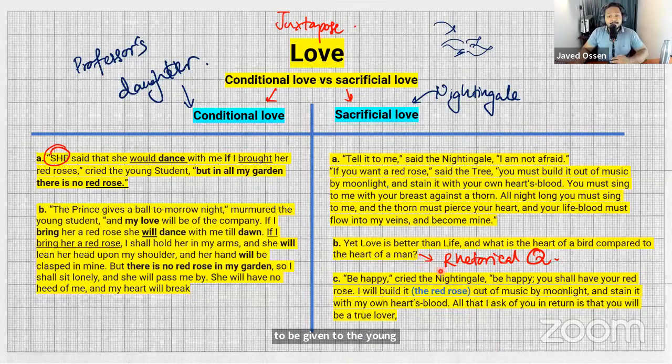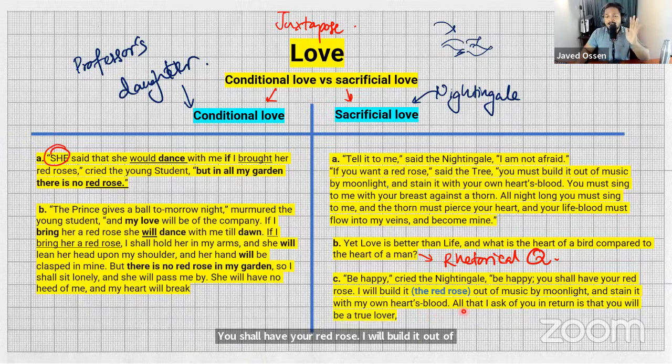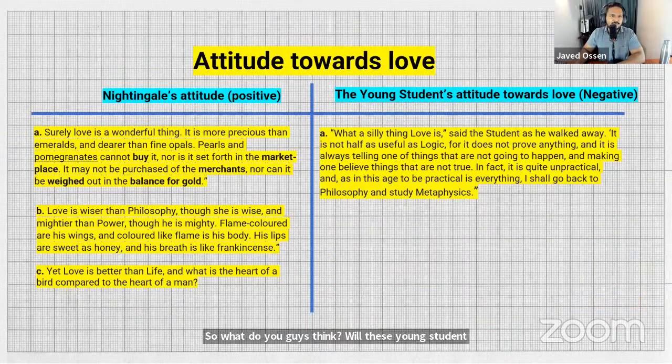What's the extract? "Be happy," cried the Nightingale. "Be happy. You shall have your red rose. I will build it out of music by moonlight and stain it with my own heart's blood. All that I ask of you in return is that you will be a true lover." So what do you guys think? Will this young student really be a true lover? Of course not. The young student in the ending of the Nightingale, spoiler, will not be a true lover.